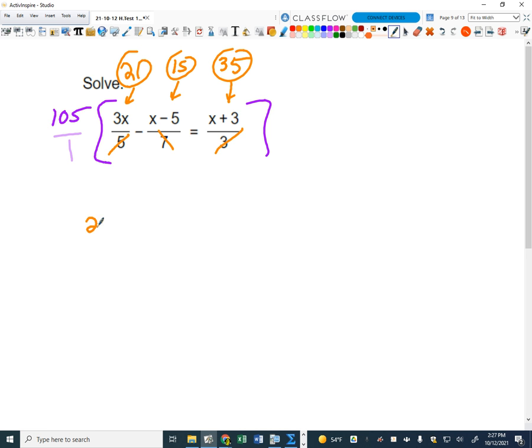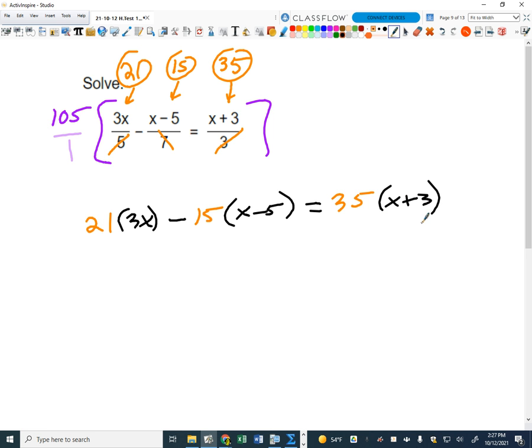So I've got 21 times 3x minus 15 times the quantity x minus 5, right, equals 35 times the quantity x plus 3. Does that make sense? Okay? And so usually this was a pretty small mistake.